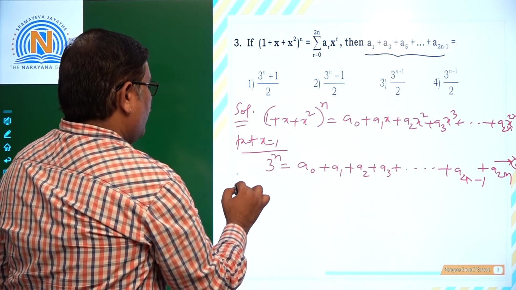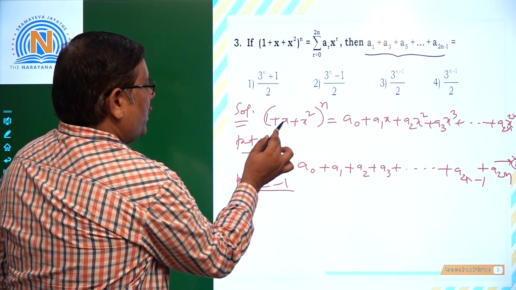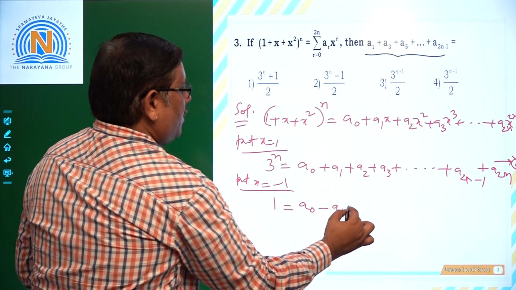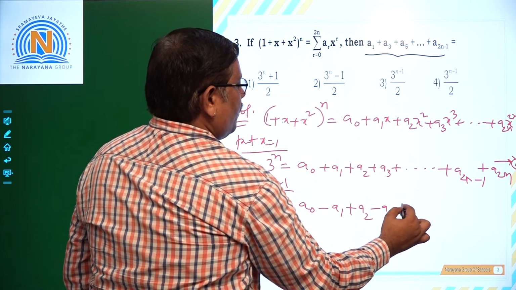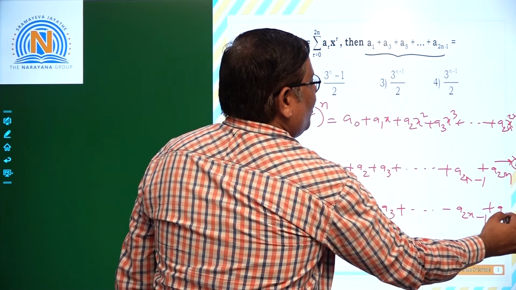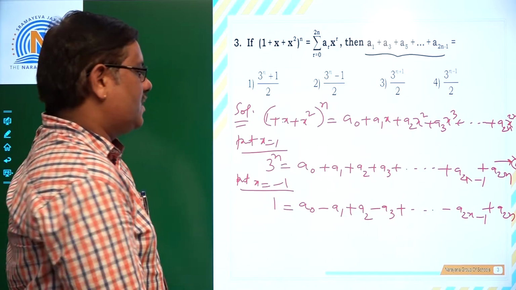Now let us take x as −1. If x is −1, we have 1 − 1 = 0, and it is 1 of course. A0 − A1 + A2 − A3 + so on − A2n−1 + A2n. Why is it minus? Because 2n−1 is odd, and (−1) to the power odd is −1 of course.